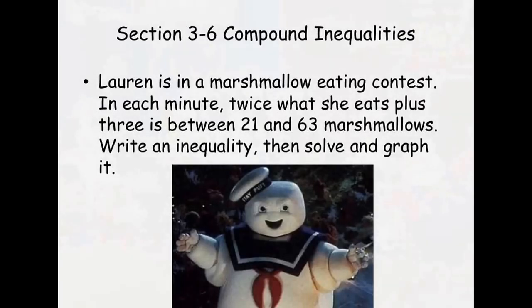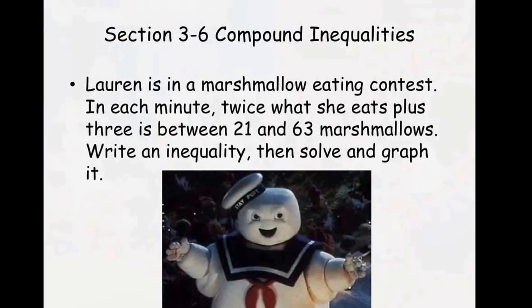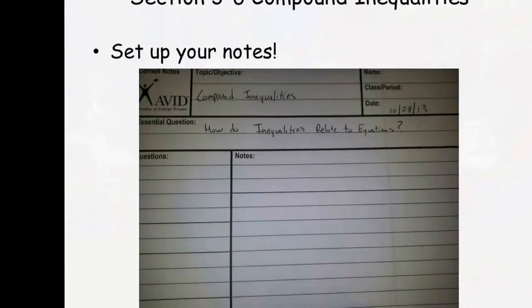Lauren is in a marshmallow eating contest. In each minute, twice what she eats plus 3 is between 21 and 63 marshmallows. Write an inequality, then solve and graph it. We're going to explore this problem as we try to figure out how to solve and simplify a compound inequality.